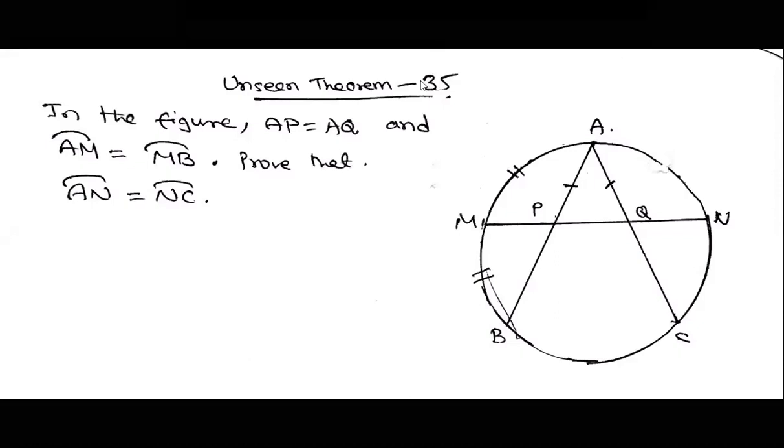Okay, so on theorem number 35. In the given figure, AP and AQ, they are equal to each other. That means these two lines, if they are equal in this triangle, it is an isosceles triangle, right? And this angle and this angle, they are equal to each other, because it is an isosceles triangle, right? So next one is AM, your arc MB, that is this arc. They are equal to each other.